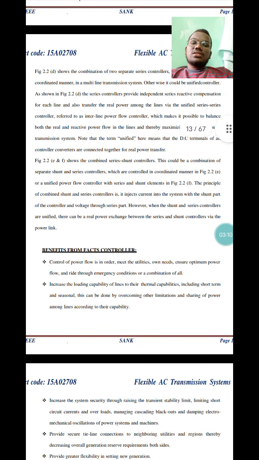It shows the combined series-shunt controller. This could be a combination of separate shunt and series controllers which are controlled in a coordinated manner, or a unified power flow controller with series and shunt elements. The principle of combined shunt and series controllers is to inject current into the system with the shunt part of the controller and voltage through the series part. However, when the shunt and series controllers are unified, there can be a real power exchange between the series and the shunt controllers via the power link.